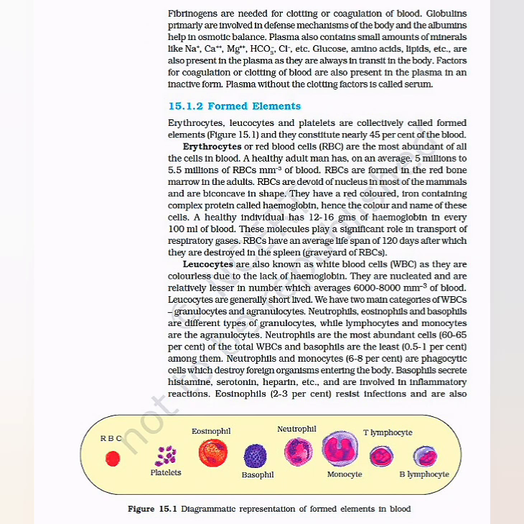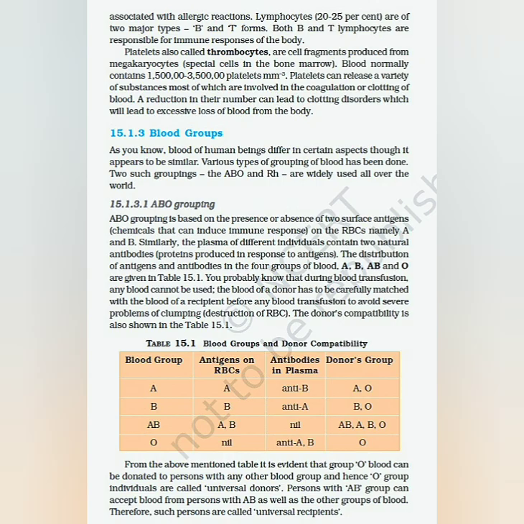Neutrophils are the most abundant cells, 60 to 65% of the total WBC, and basophils are the least, 0.5 to 1% among them. Neutrophils and monocytes, 6 to 8%, are phagocytic cells which destroy foreign organisms entering the body. Basophils secrete histamine, serotonin, heparin, etc., and are involved in inflammatory reactions. Eosinophils, 2 to 3%, resist infections and are also associated with allergic reactions. Lymphocytes, 20 to 25%, are of two major types, B and T types. Both B and T lymphocytes are responsible for immune responses of the body.